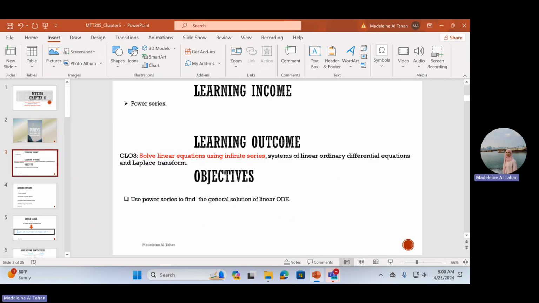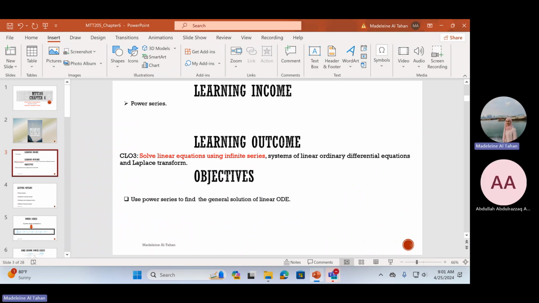In order to understand this lecture, we need a little bit of knowledge about power series, and we already took power series in the course Calculus 2. We are in the last learning outcome, which is solving linear equations using infinite series, and our objective is to use power series to find the general solution of a linear ODE.